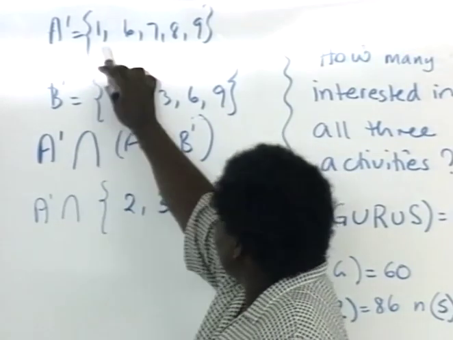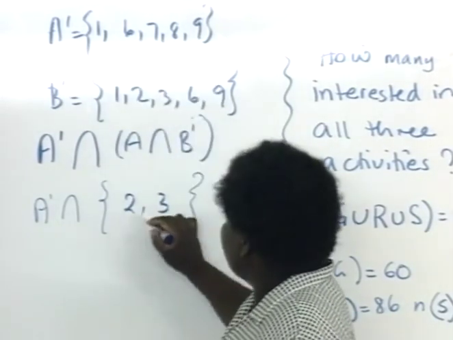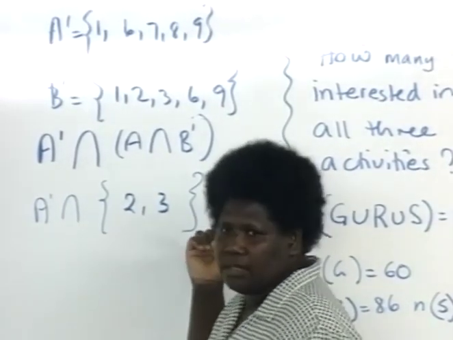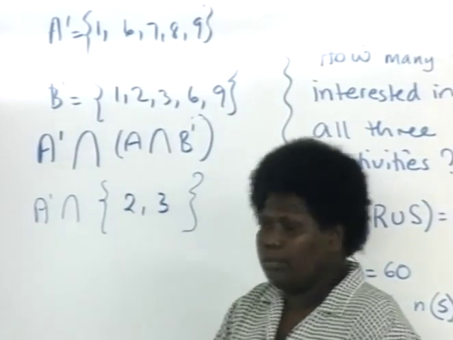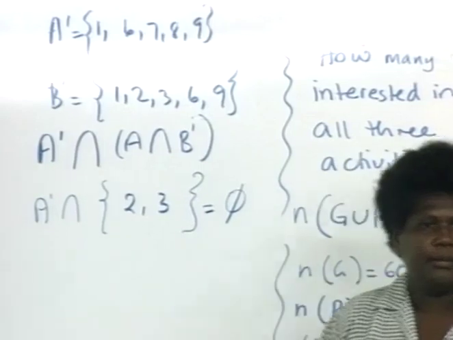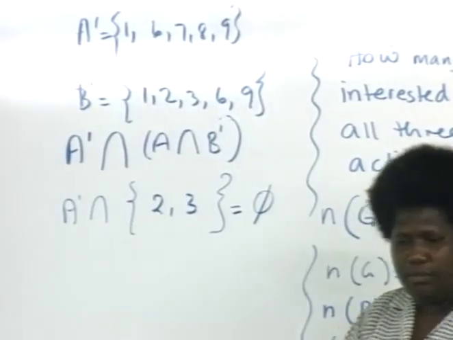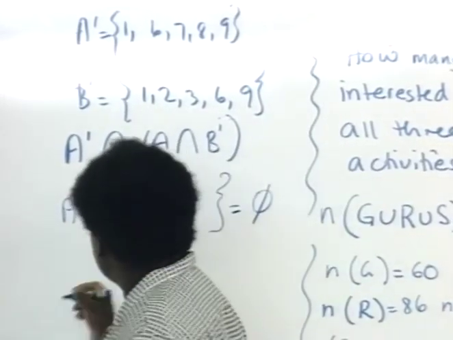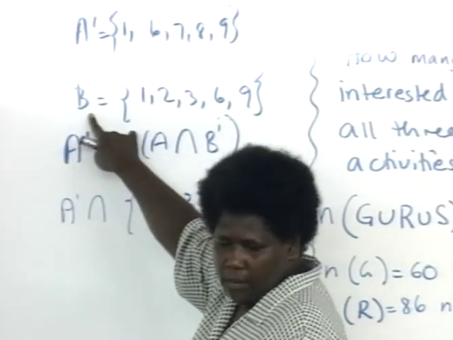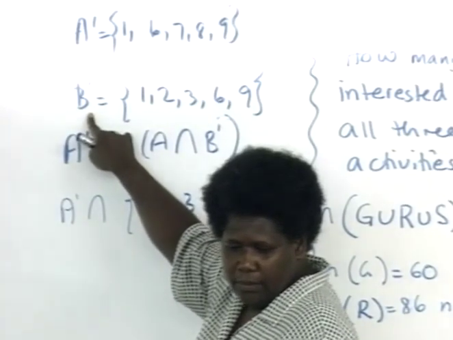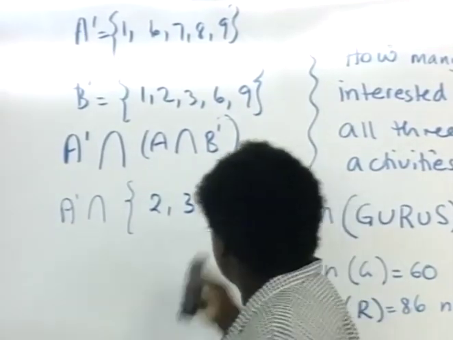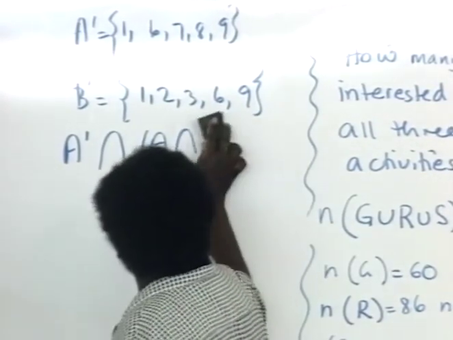So I've got 1, 6, 7, 8, and 9, and 2 and 3. So the complement of A intersection this, there is none. So that would be a null set. So that should be clear now. Number 4. For number 4, we've got the complement of B here. We've got A on the screen, which is 2, 3, 4, and 5. Let me just remove this.